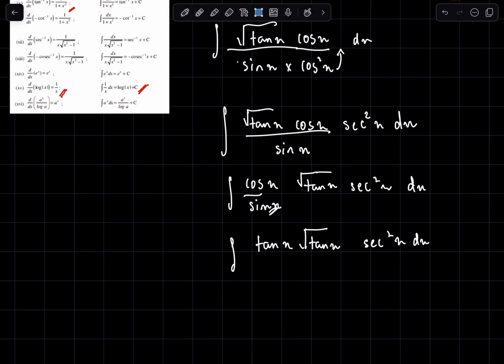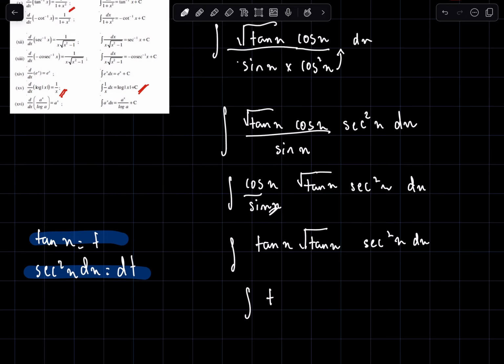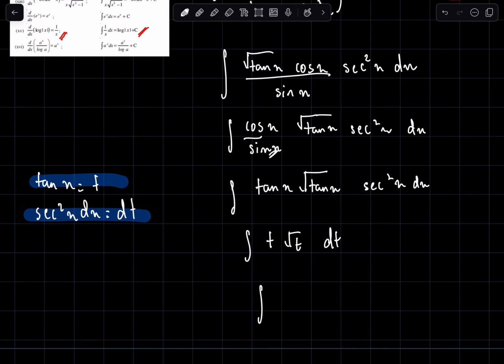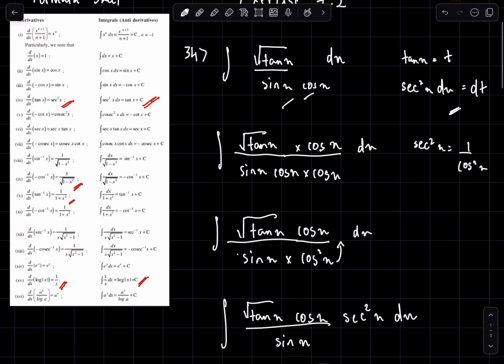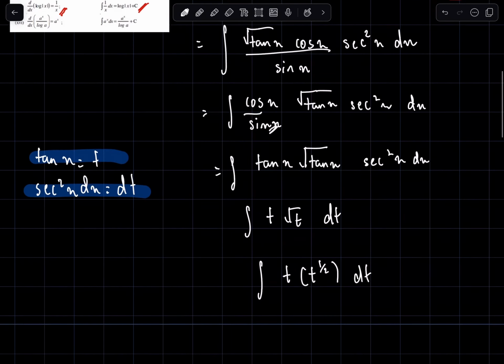Okay, now I have that, so I can do my substitution. So I can say tan x is equal to t, and then secant square x dx is equal to dt, as we did before. I'm just writing it again here. Okay, so let's do this. So integral of t times square root of t dt, right? This is simple. So integral of t times t raised to the power half dt, right? I haven't been putting equal signs. Okay, sorry about that. Equal, equal, all equal.